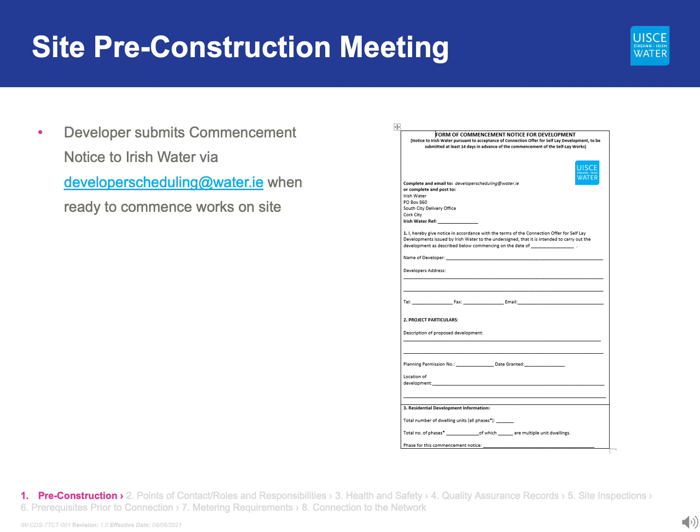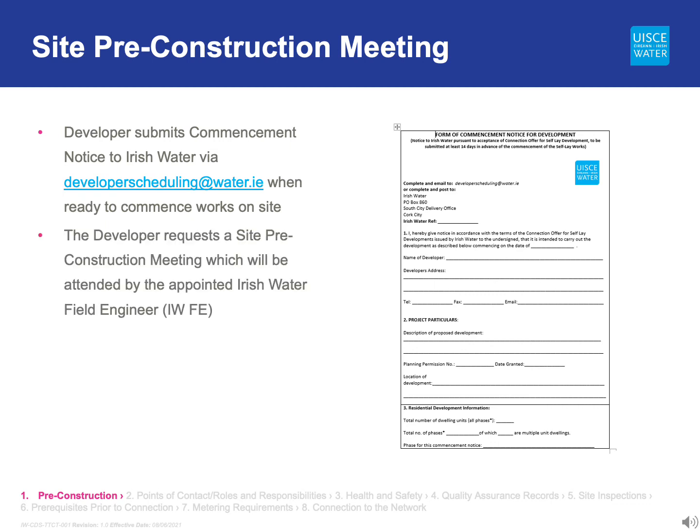A field engineer will be assigned to each site. The developer must request a pre-construction meeting with the field engineer and key personnel to discuss the site-specific details. This meeting can be arranged via email at developerscheduling@water.ie or by contacting the Irish Water call centre on 0818 238 239. The developer is asked to record minutes of the meeting. These minutes should be sent to the field engineer and to the key personnel on the site.